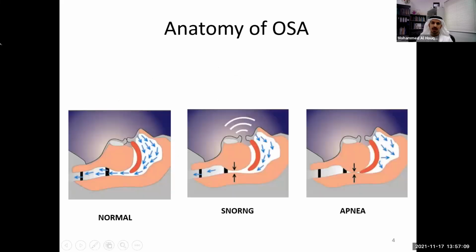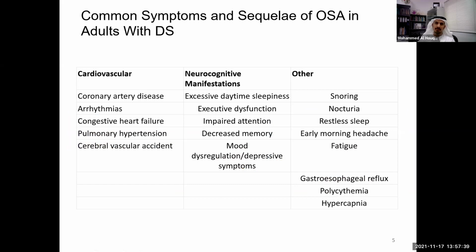Now, when we talk about obstructive sleep apnea, we're talking about the upper airway. You see on the left side, a patient sleeping with a normal upper airway. In the middle picture, you'll see a narrowing of the upper airway, which can lead to snoring. And on the last one, you see a complete cessation of the airflow and obstruction, which we call obstructive sleep apnea.